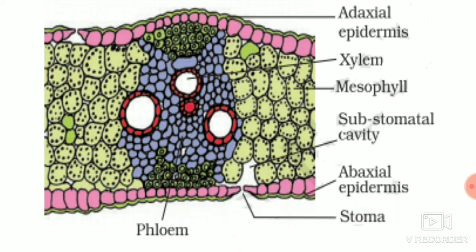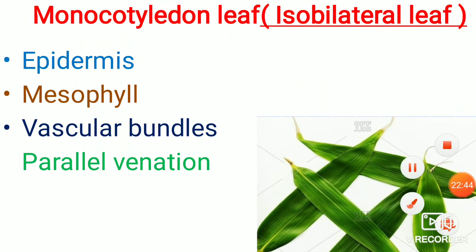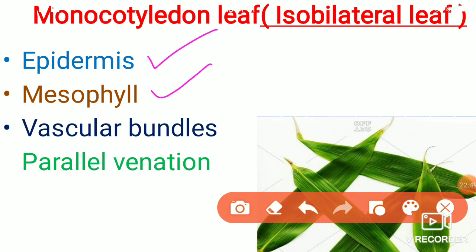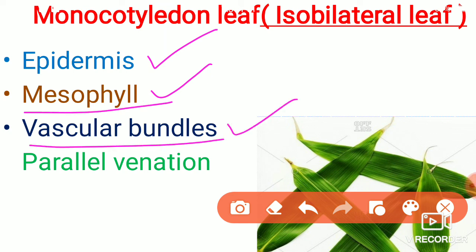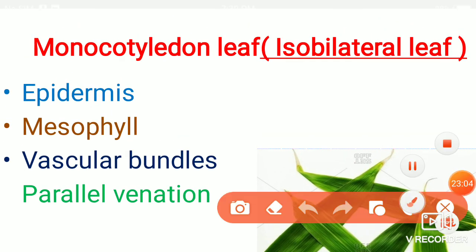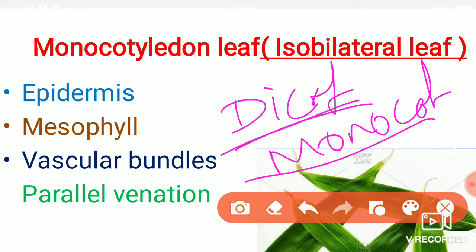Those are the 3 parts of the monocot leaf: epidermis, mesophyll and the vascular bundles. When we compare with the dicot leaf, the same parts are present, and those are the 2 leaves, the dicot leaf and the monocot leaf, which we have studied. Let's continue in the next session of the video, the next chapter.